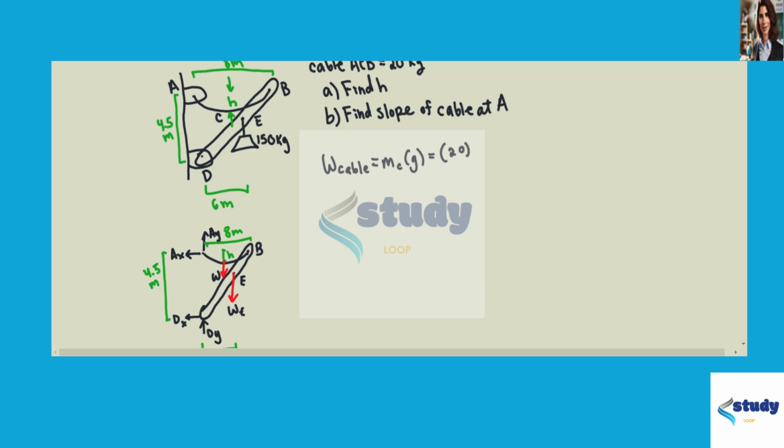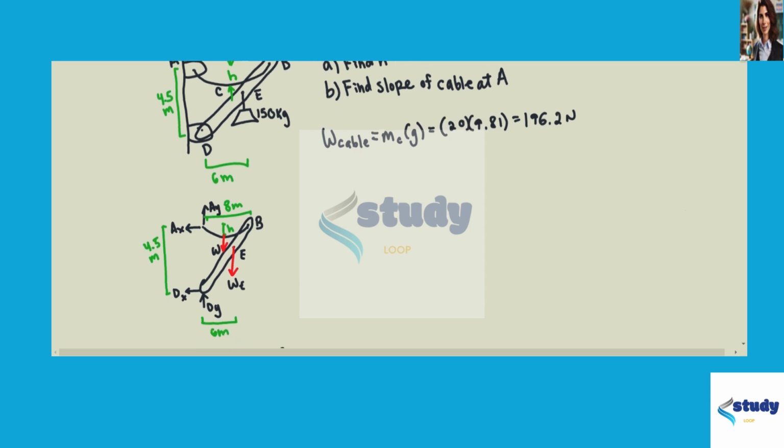To start off with this problem, we are going to determine the weight of the cable. We were given the mass of the cable of 20 kilograms. So it's the mass of the cable times g, which is 20 times 9.81 for gravity, and this equals 196.2 newtons.